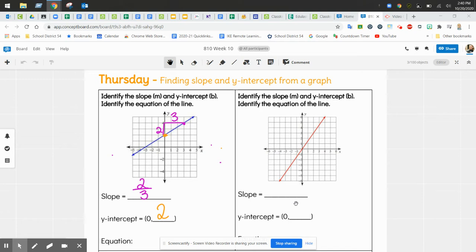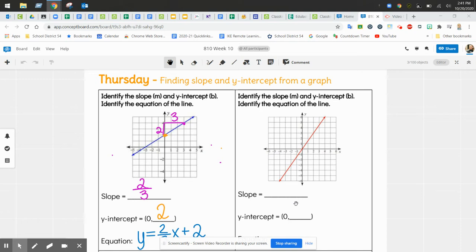So the equation would be y equals 2/3 x plus 2. Whatever that number is, I just add it on the end. Since it's a positive 2, I add plus 2.